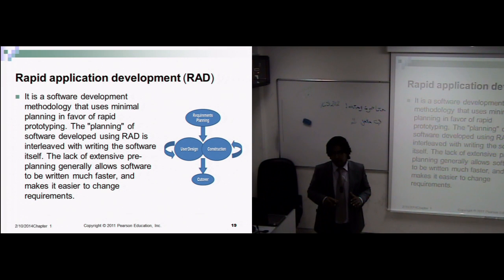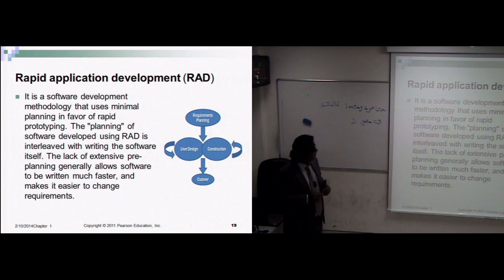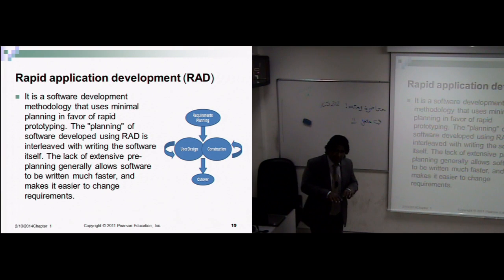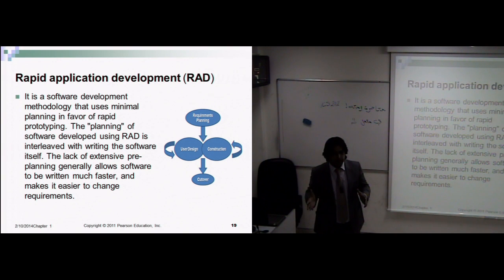quick. Okay, rapid prototyping. The planning of software developed using RAD is interleaved with writing the software itself. I mean, they quickly start writing the code. They don't need to go for a separate phase first, saying let's start planning, or let's start analyzing things. In fact, in this methodology, all the things run together in parallel.